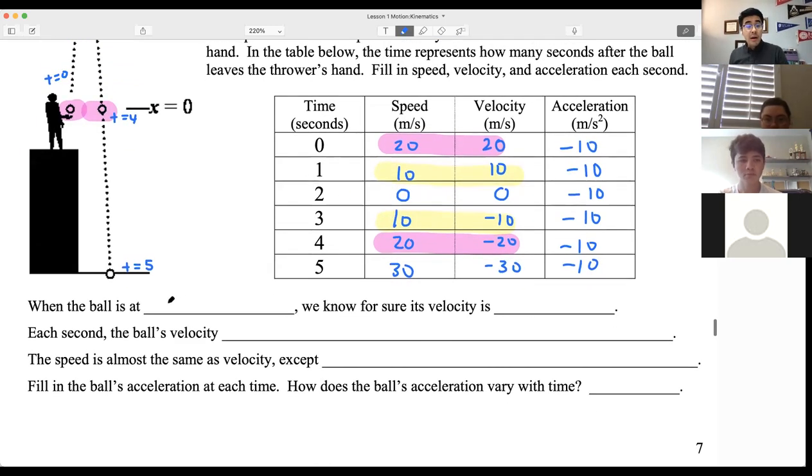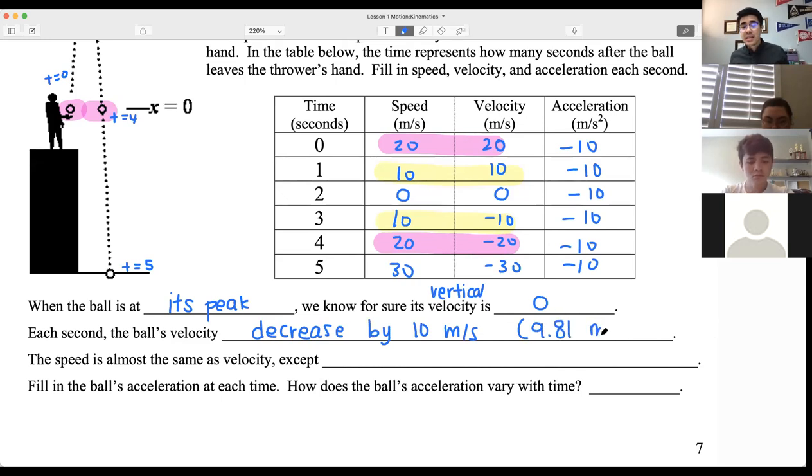So when the ball is at its peak, we know for sure, and we're going to clarify to say it's vertical velocity, because there could be a horizontal component, its vertical velocity is 0. Each second, the ball's velocity decreases by 10 meters per second, or we can say 9.8, whatever we want, but technically it's 10 for the test. It's the easy number they want us to use. The speed is almost the same as the velocity except for its sign.